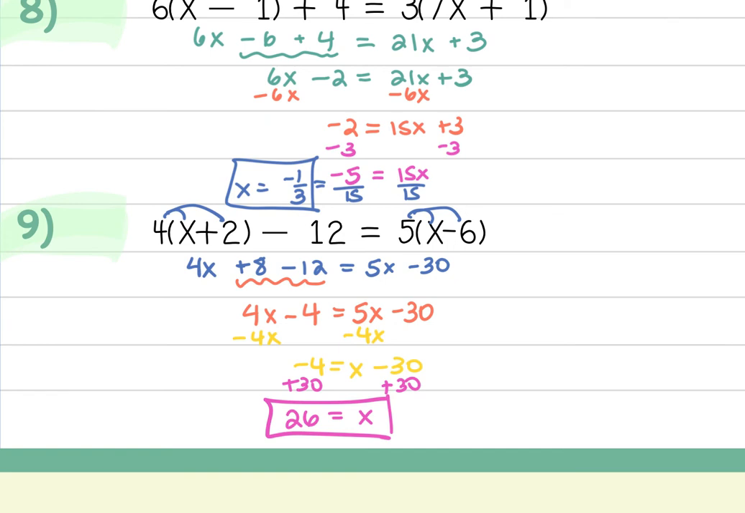Now the good news is that every single one of these answers can be plugged back in to check. So if you're taking a quiz or a test and you have a couple extra minutes at the end, every single one of these can be checked by plugging that value back in for everywhere there is an x.